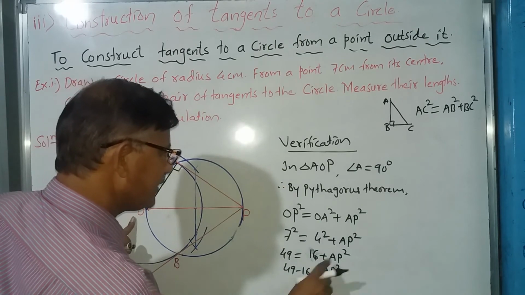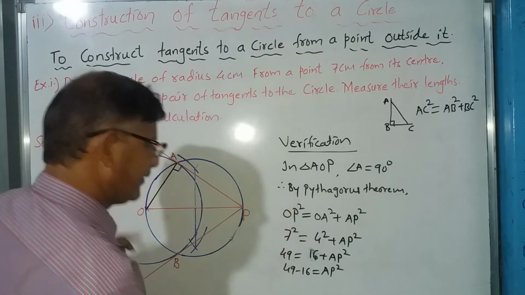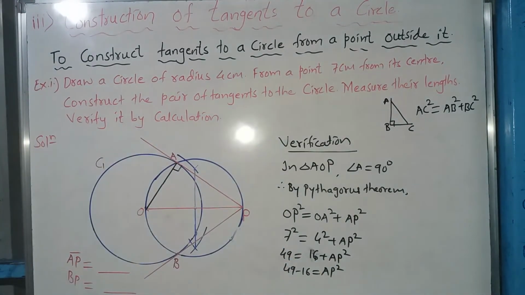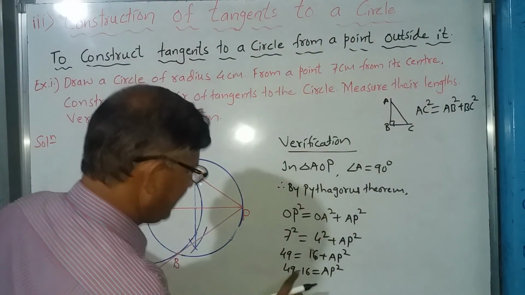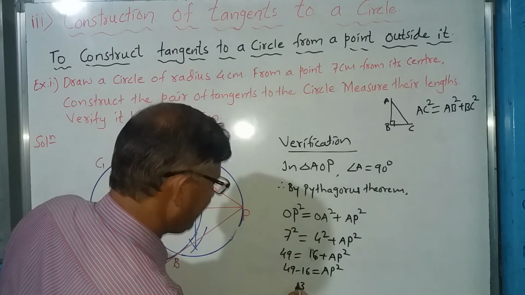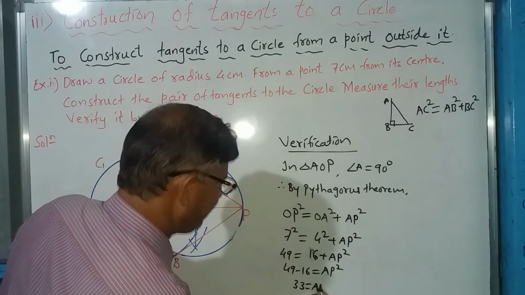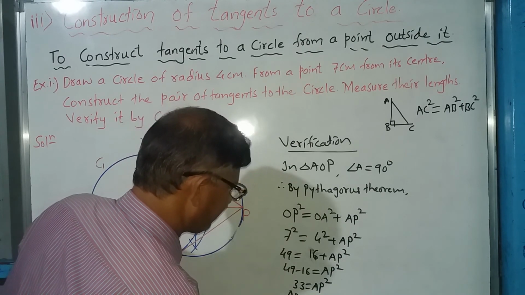Now, AP square. 49 minus 16, what will you get? 49 minus 16, how much is it? Yes. So here 9 minus 6, 3. 4 minus 1, 3. So 33 is equal to AP square. That is AP equals square root of 33.